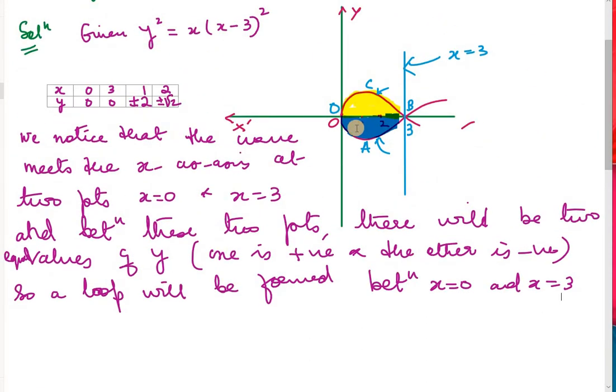So now you can see from here we need to find the area of this loop between x is equal to 0 and x is equal to 3. We know that the area of the region bounded by the curve y is equal to f(x) between x is equal to a and x is equal to b is the integral from a to b of y dx. So here, in order to calculate the area of this whole loop, the yellow portion and the blue portion, it's enough for us to calculate only the area of the region represented by the yellow region, which lies above the x-axis. Why? Because this area and this area are the same. So it will be 2 times the area of the region which lies above the x-axis.